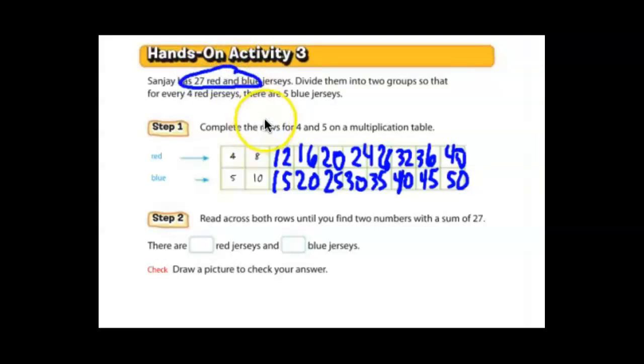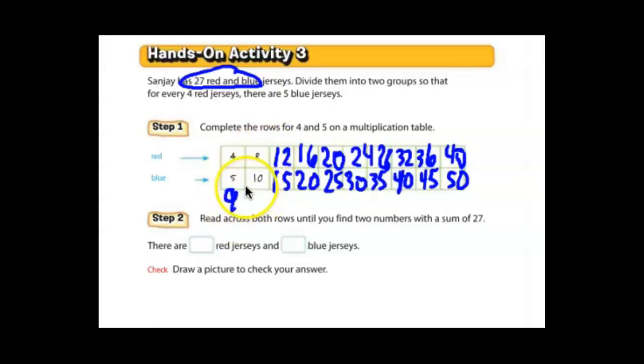But we have to go back to the problem here because we know the total number of jerseys is 27. We put them into groups by skip counting across this table, so we have to figure out at what point we have 27 jerseys. So we have to put these two together. If we say 4 plus 5, what's that number going to be? Write that down for me. That's going to be 9. So if we have 4 red jerseys and 5 blue jerseys, we have 9 total jerseys.